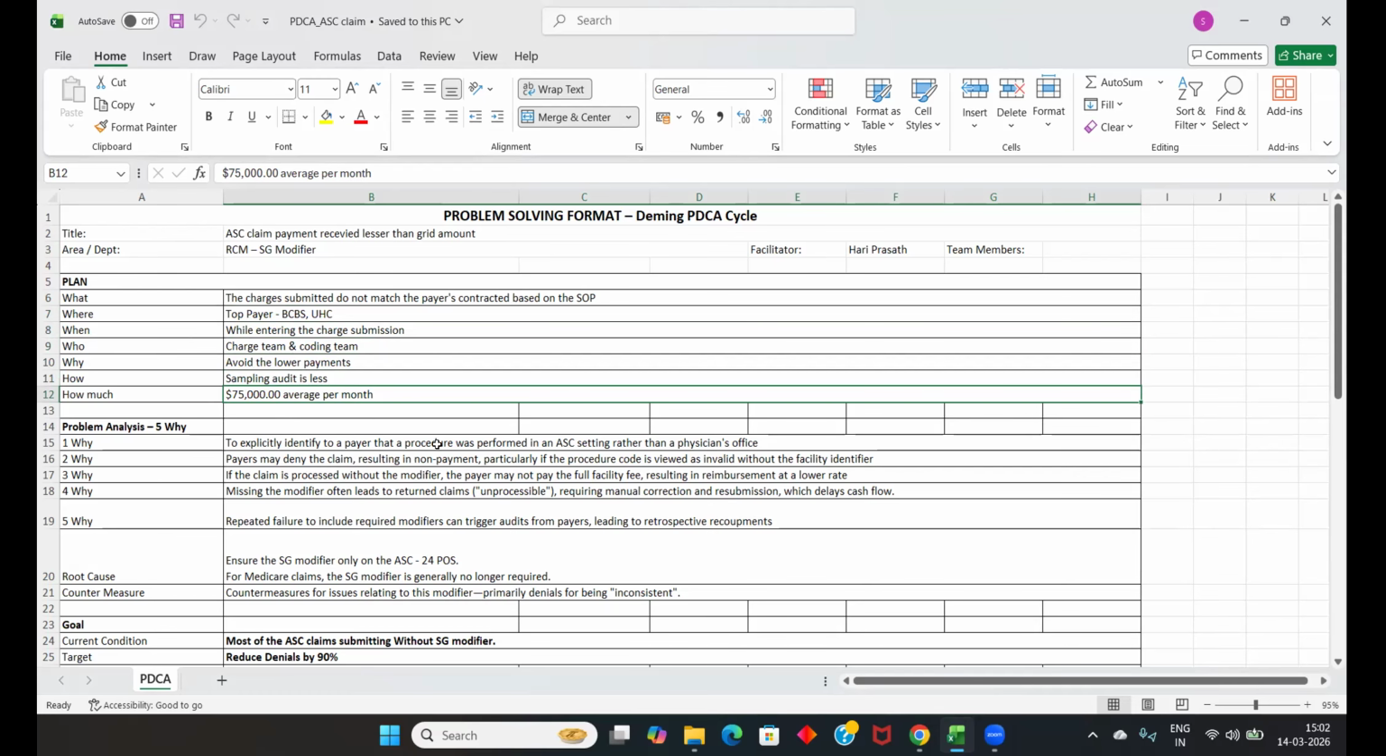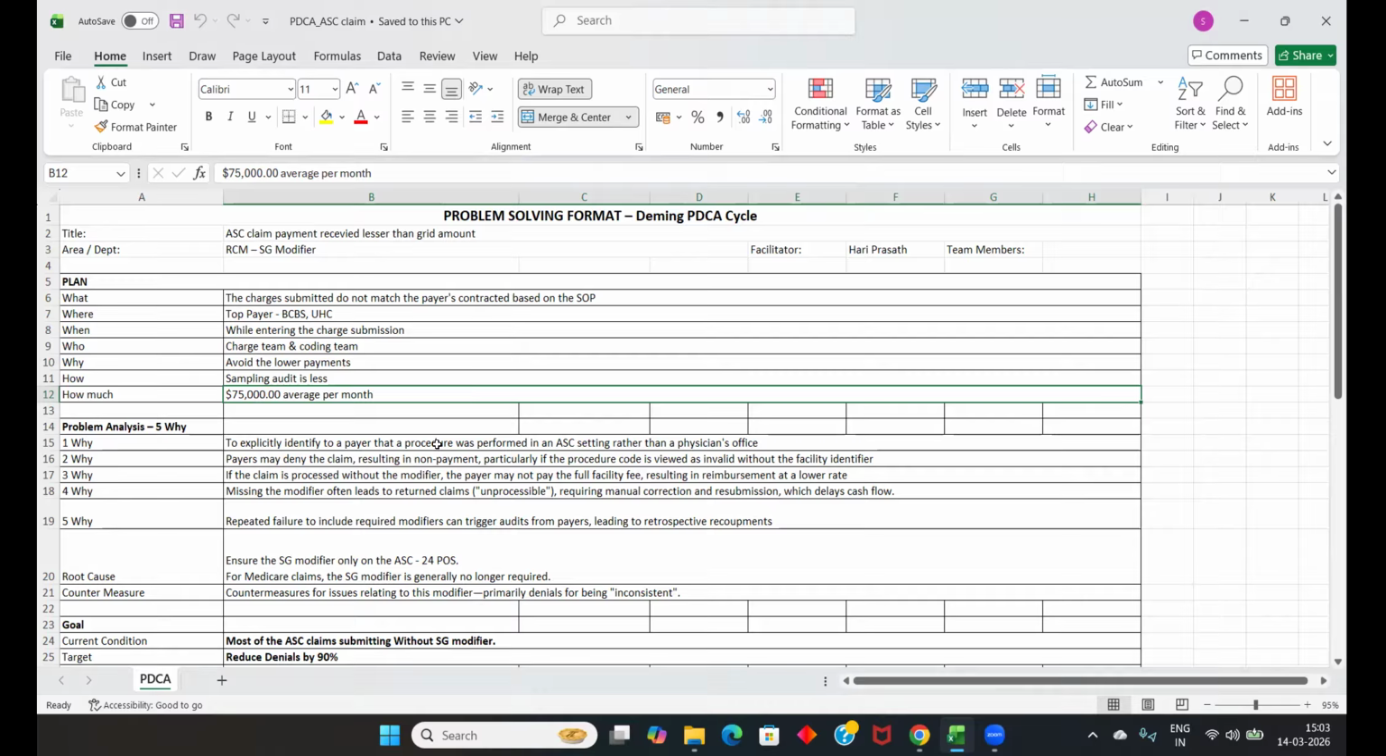So what are the problems we face because of this SG modifier? This modifier is used only in ASC, not in the physician office. Otherwise, the payer may deny the claim, resulting in non-payment. We should append the SG modifier. A claim processed without the modifier will get lower reimbursement. Missing the modifier often leads to returned claims, and once claims get denied, we submit corrected claims. Based on this, the cash flow gets delayed.